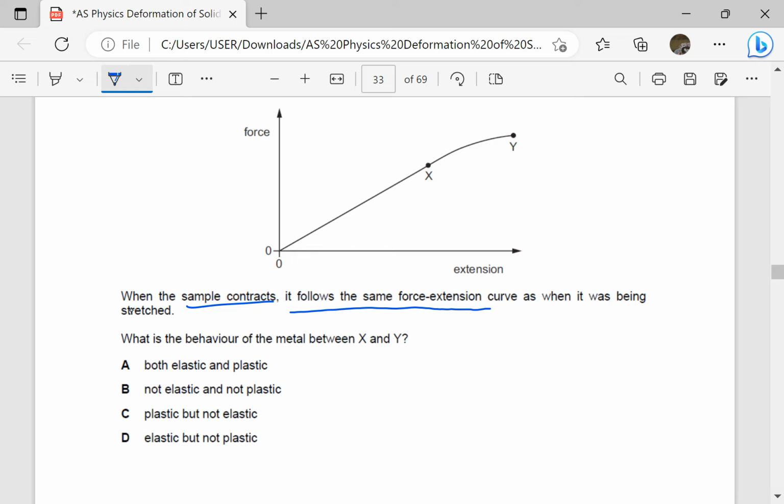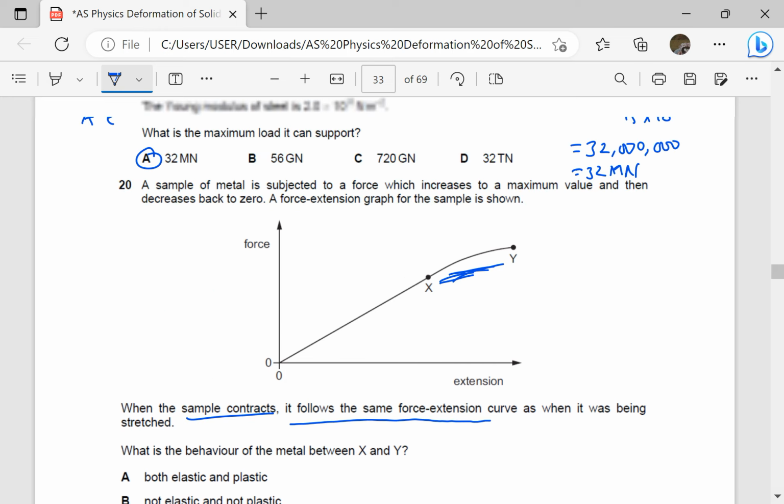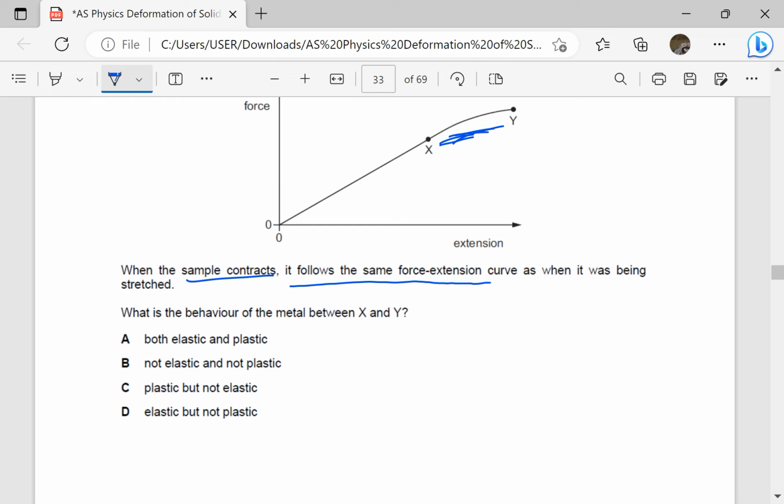Therefore, this cannot be considered to be a plastic region, because it goes back to 0. It means there is no extension retained. So we can't talk about plastic. Both elastic and plastic, no, not elastic. Plastic but not elastic, that's not true. It is elastic but not plastic. It is elastic because it returns to its original length.